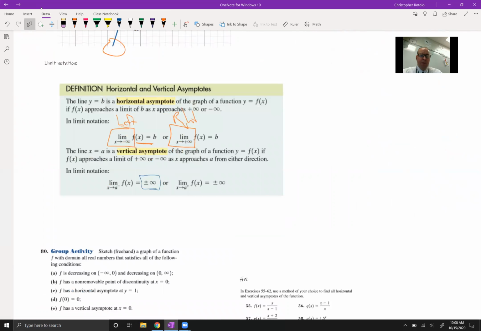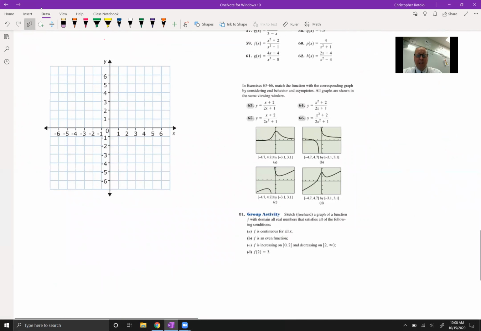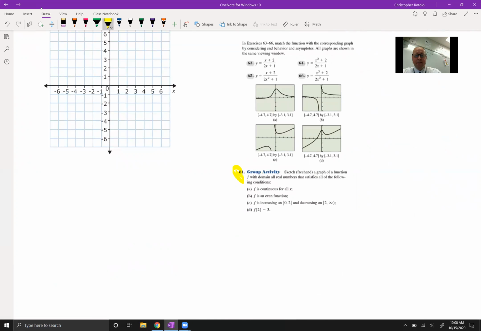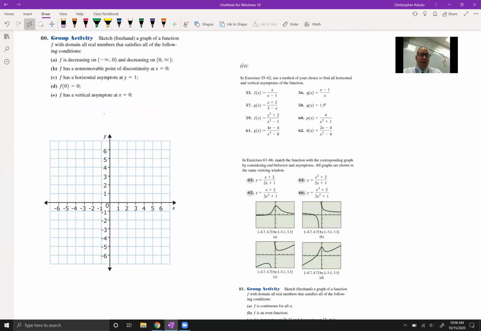All right, I'm going to ask you to do 81 way down here, but I just want to walk you through one of them to get started because they're kind of tricky, right? That's why it's listed as a group activity, because there's a little more thought involved. So you read through the whole thing. We just want to make a sketch of a graph that fits all of this criteria because we've talked about a lot of different things. So what you want to do is go through it and find the things that are absolutely necessary.